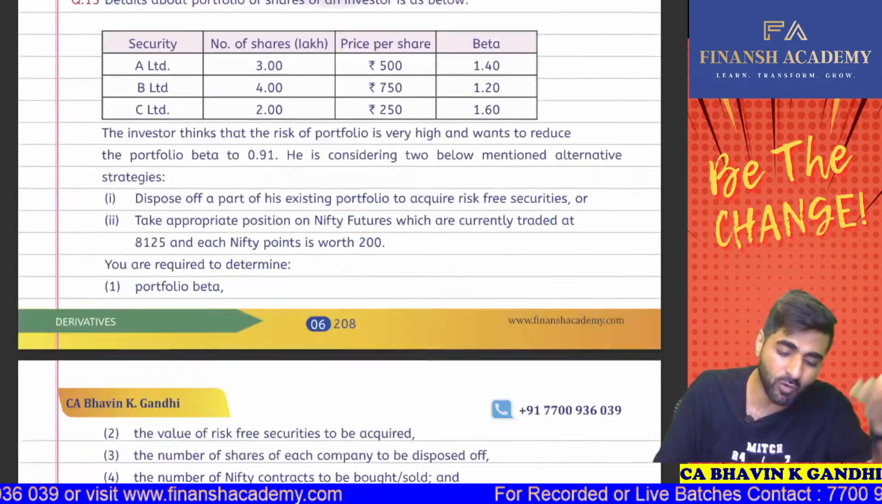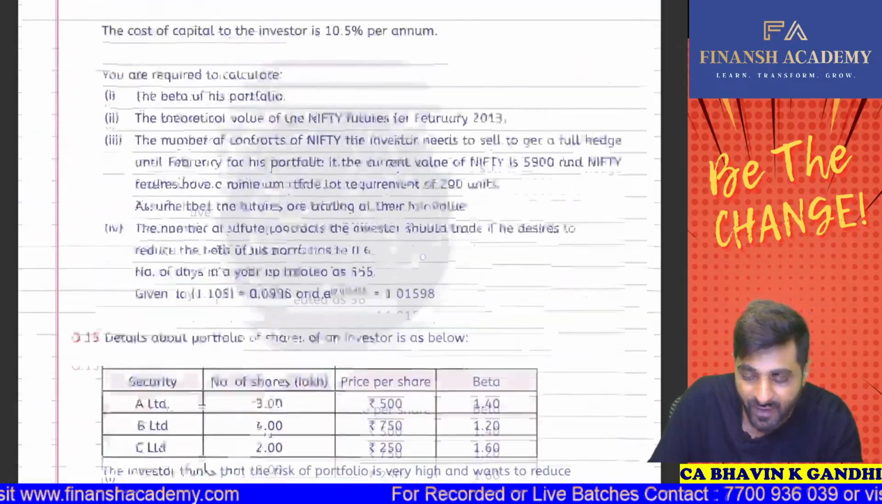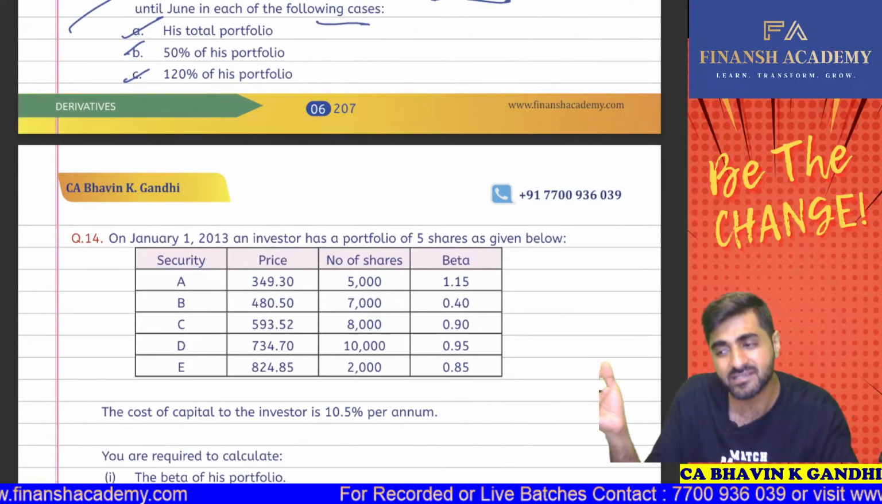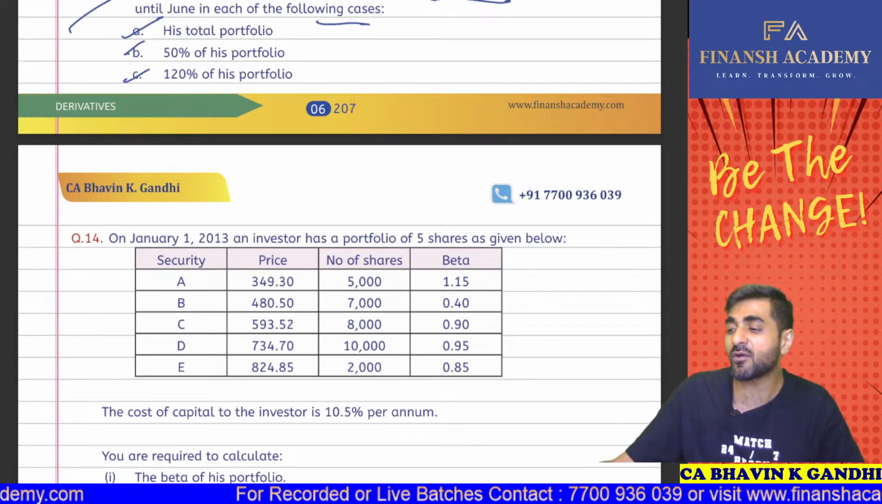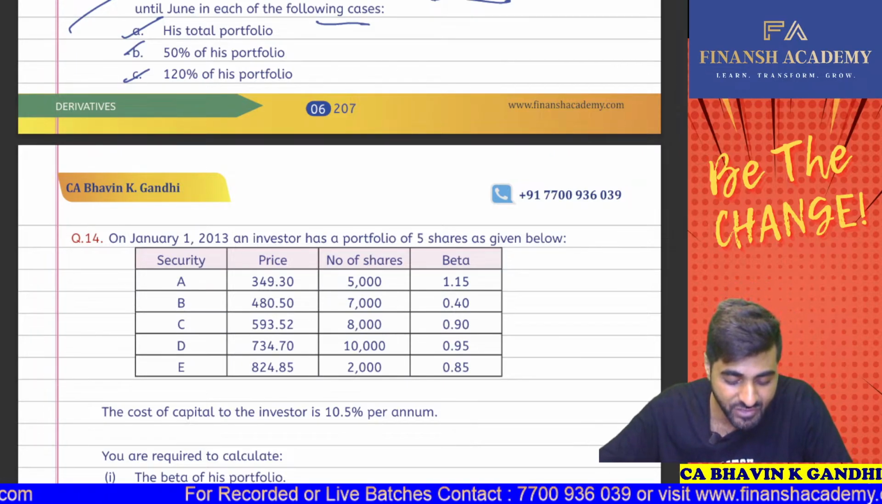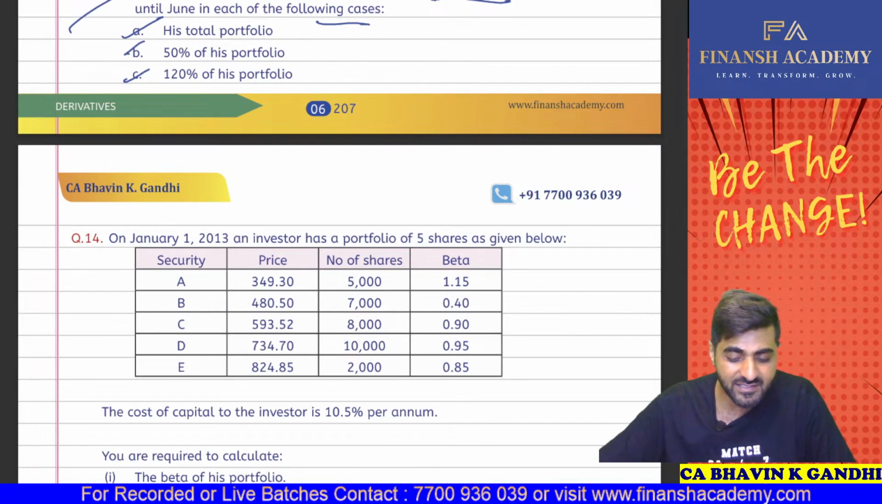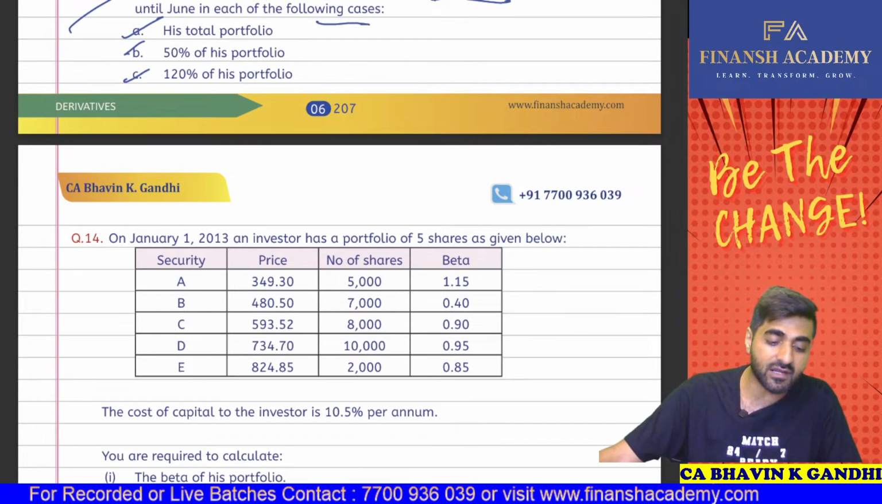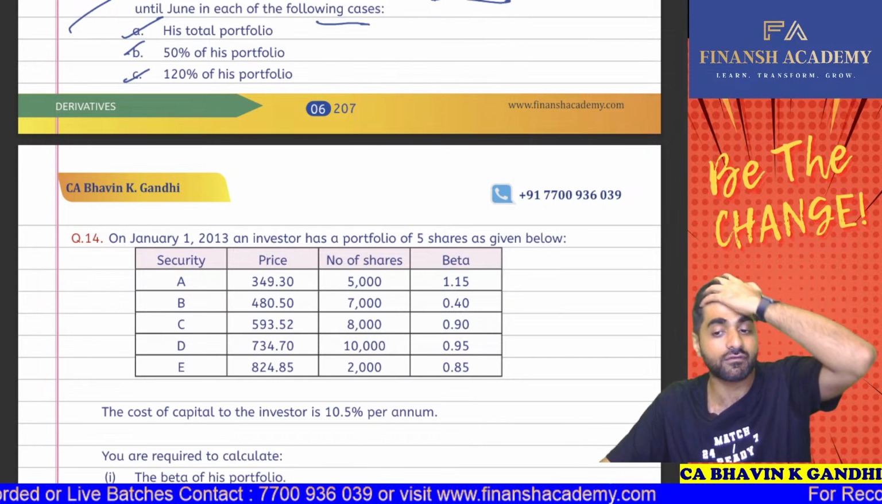Okay, so there are some more questions of similar type if you want to practice, 14th and 15th. You all can find these in the institute's material also, and you can practice them, but the concept remains the same. So with this, my dear students, I have completed the entire revision of the futures part and all the transactions regarding the same. Now, in the next lecture, we'll be starting with the revision of the options part.